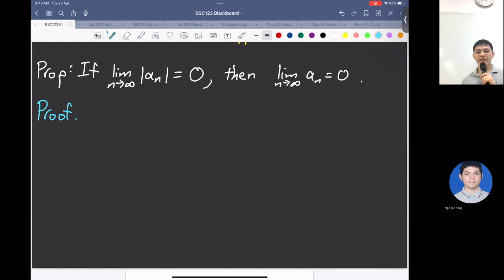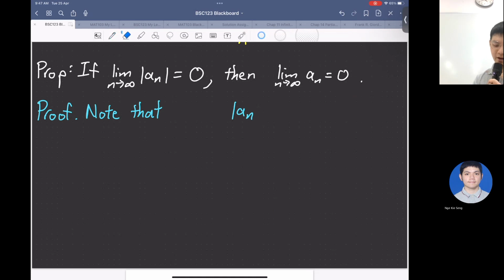Maybe you don't believe it, so we have an easy, very quick proof here. It shows the usefulness of the squeeze theorem. Note that this an is an arbitrary sequence that satisfies those conditions. We can bound our an above by the absolute value of an, and bound it below by the negative of the absolute value of an.